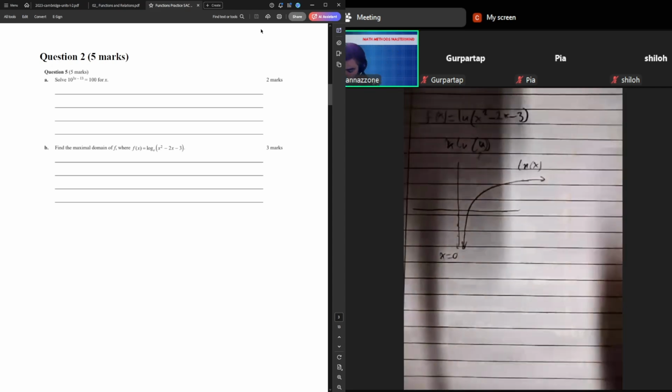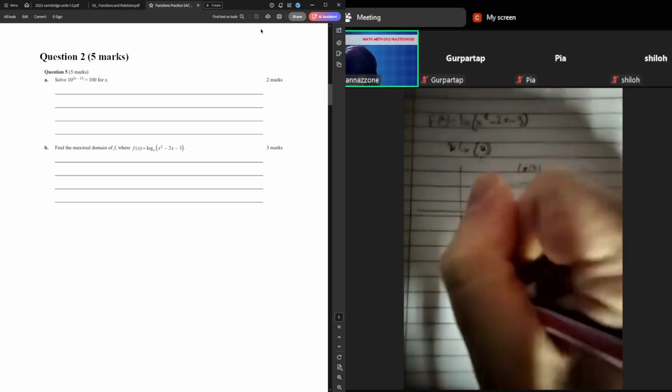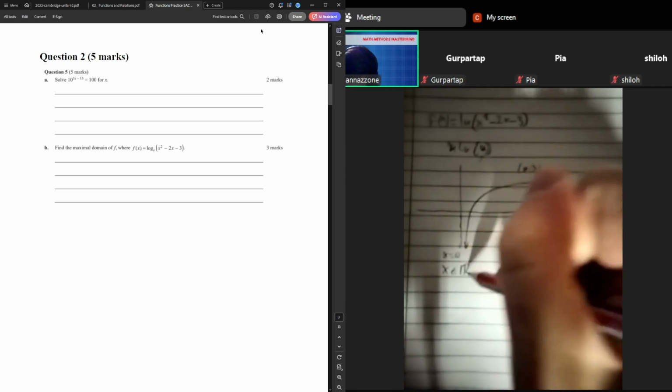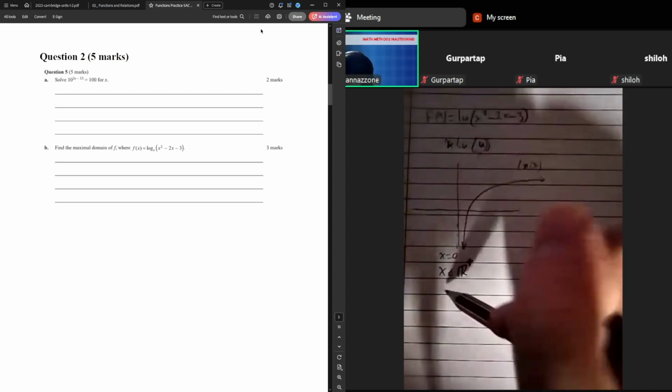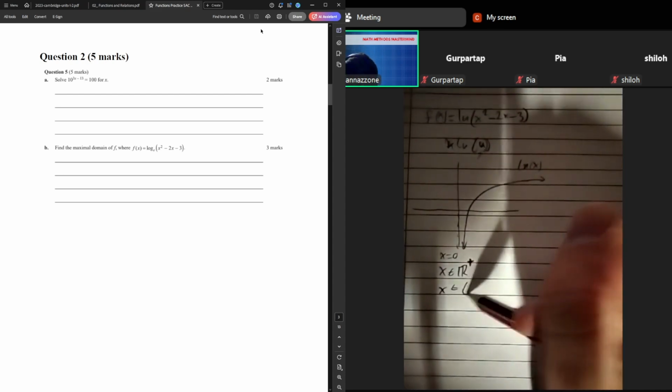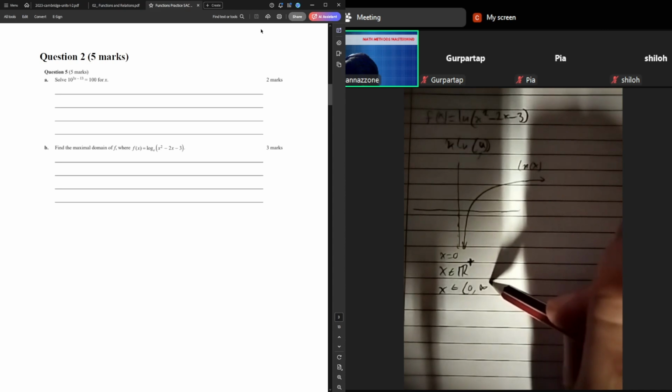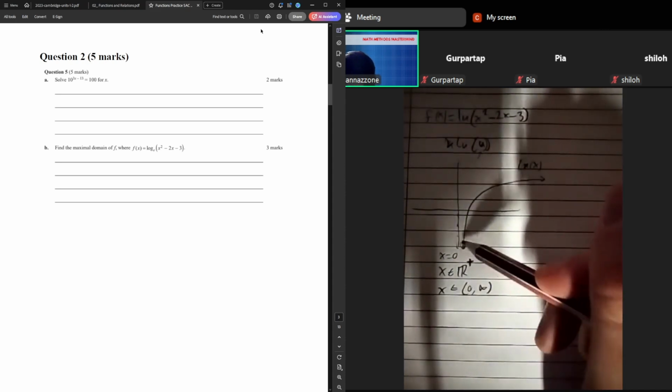That's exactly right. So one way you could say that is x is an element of R plus. You can put a plus there for only positive real. You could use interval notation. You could say 0 to infinity. Again, not inclusive of 0. That's just a specific quirk of the logarithm.